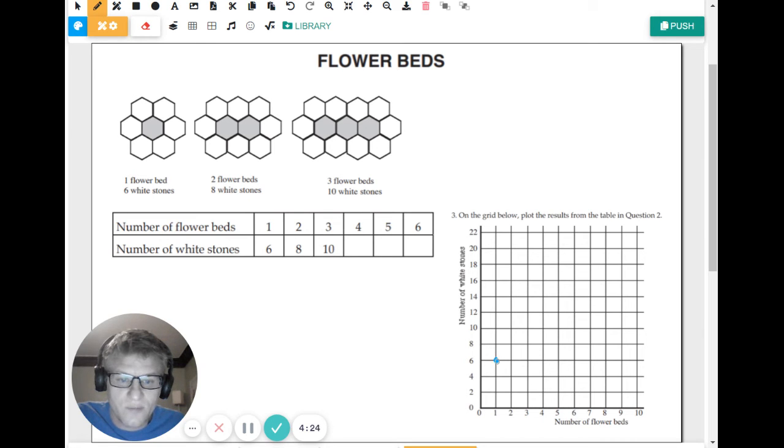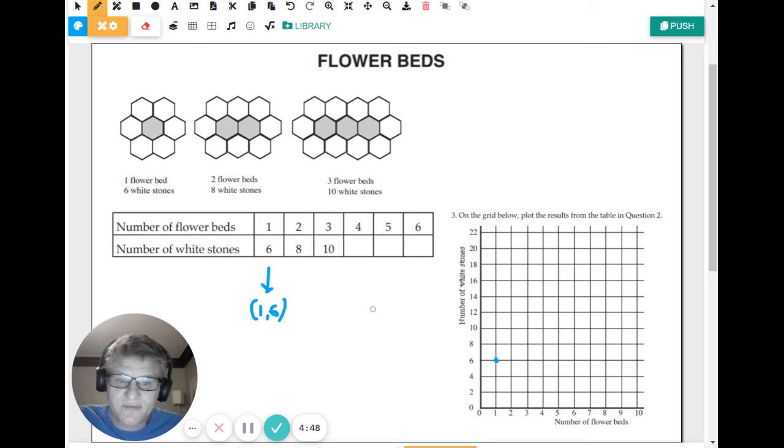And I'm going to come down here, and at one flower bed, I have six paving stones, right? Now, I don't have my mail pen today, so it's going to be messy, but 1 and 6 is that point right here. So what I just basically graphed is this first point. I graphed this point of 1, comma 6. So that's my X and my Y. That last part looks terrible, but that's okay.